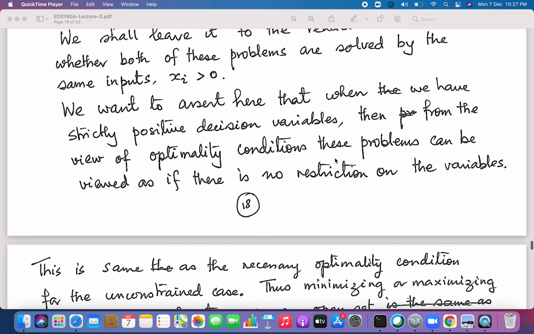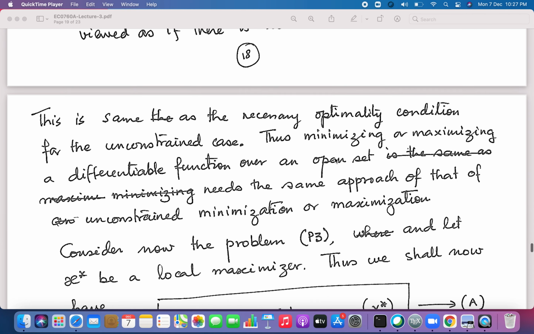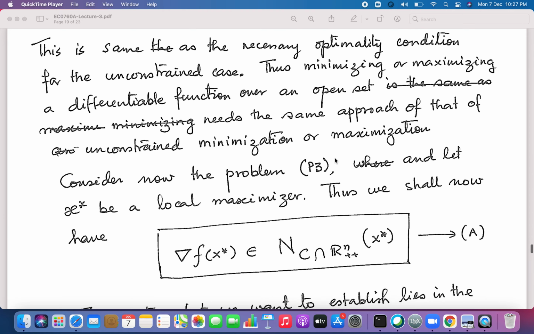So as we are writing that, we want to assert here that when we have strictly positive decision variables, then from the view of optimality condition, this problem can be viewed as if there is no restrictions on the variables. So let us see how do we do it.